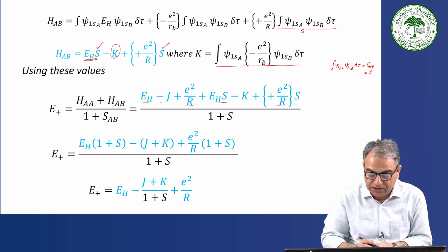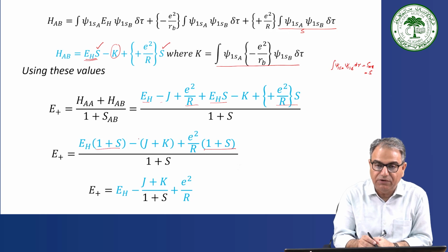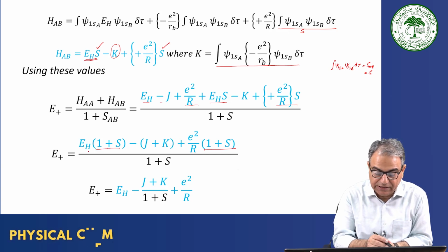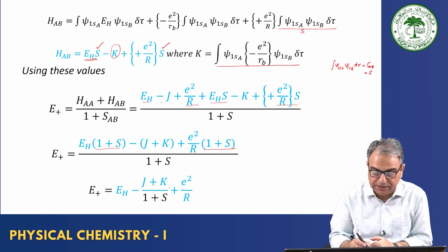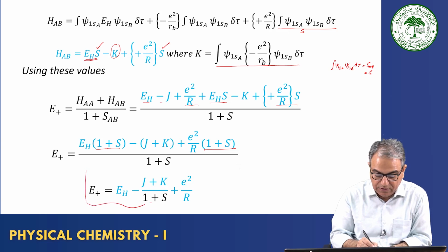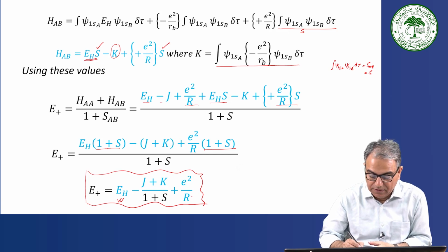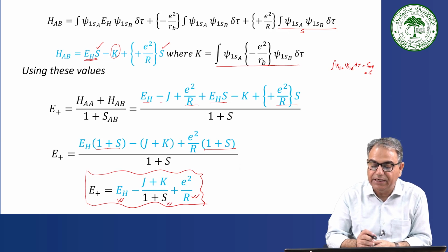Okay. So what does it mean? You have 1 plus S here also, you have 1 plus S here also, but you don't have 1 plus S here. So what you can write is E plus equals EH minus (J plus K) over (1 plus S) plus e square by R. Okay. So the value of this energy depends on the energy of the hydrogen atom, the R value, that is the internuclear separation, the overlap integral, and the two integrals J and K.